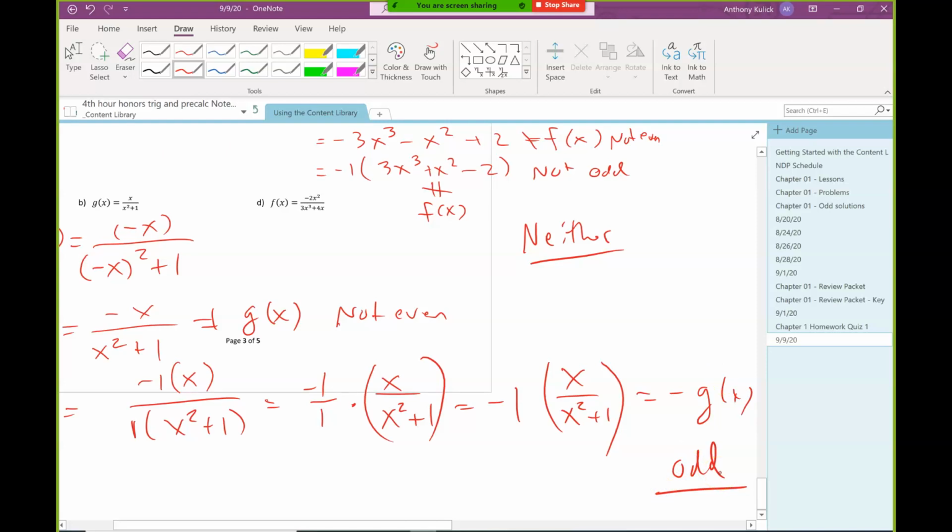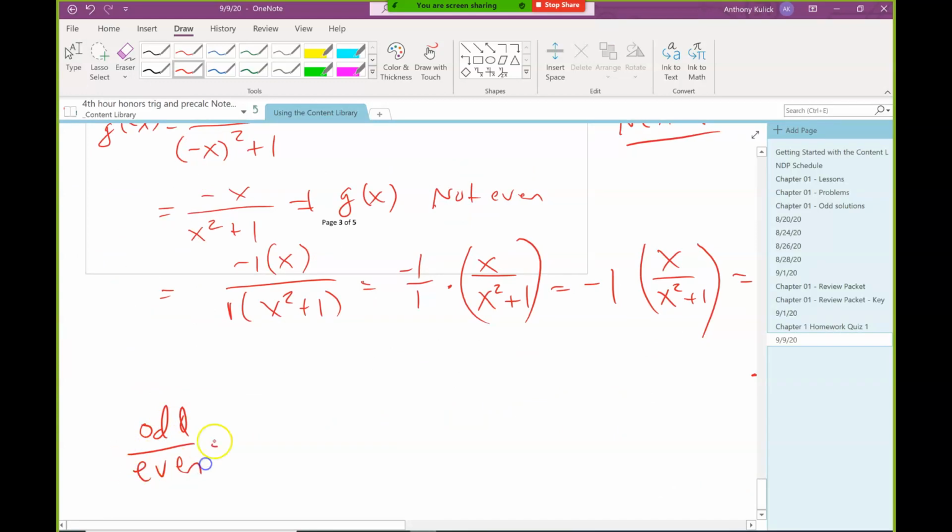Although you could not have told, because if you look, this is odd on top, this is even on the bottom. Odd over even apparently is odd. Is that always going to be true? I think it will be. Yeah, I think so. Odd over odd, or odd over even, or even over odd should be odd. Even over even should be even. And then odd over odd should be even. Right? Do we think that's always true?